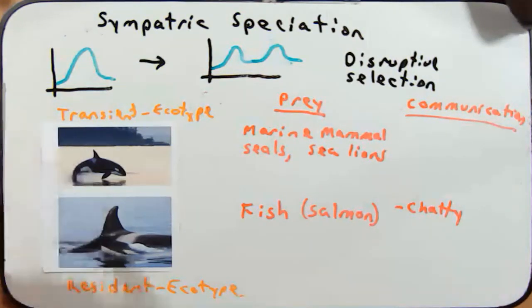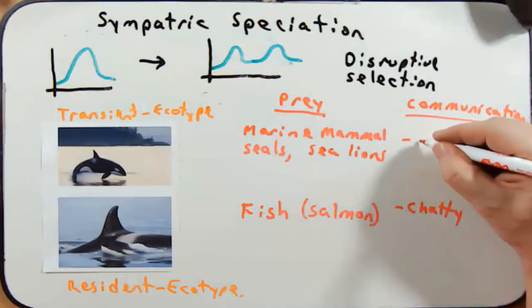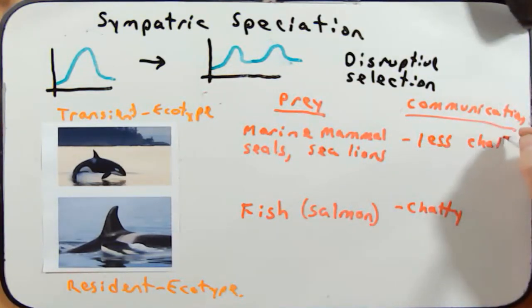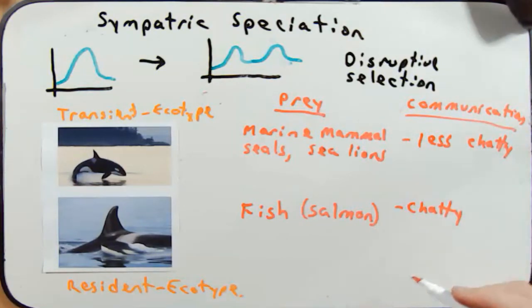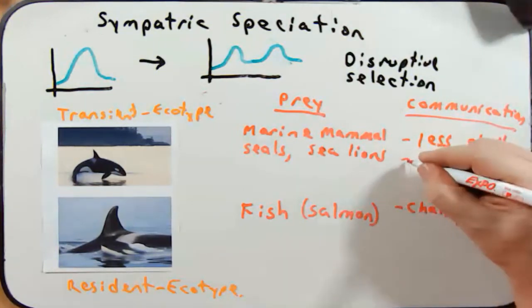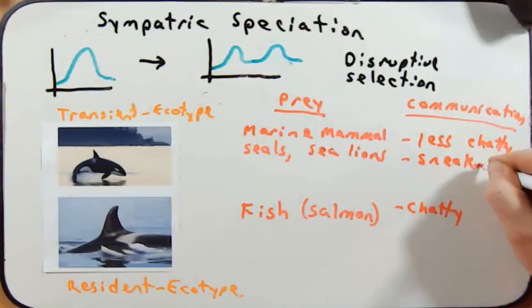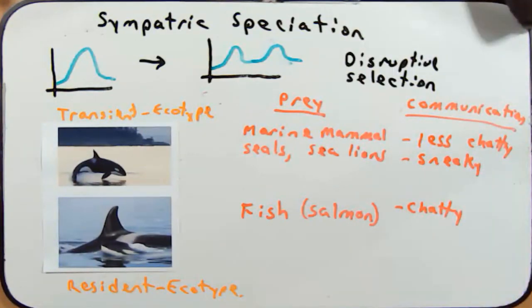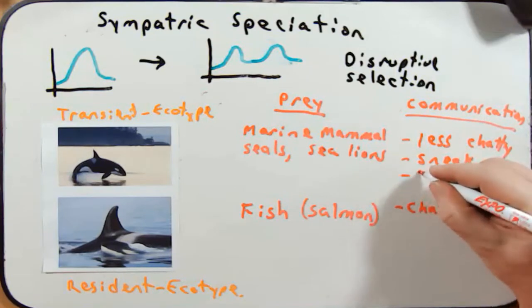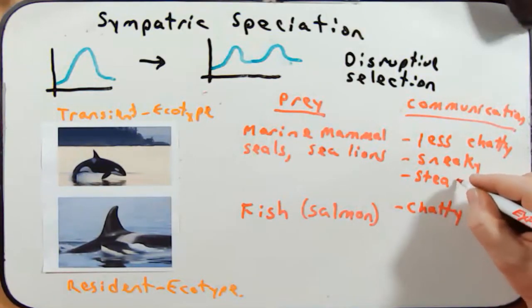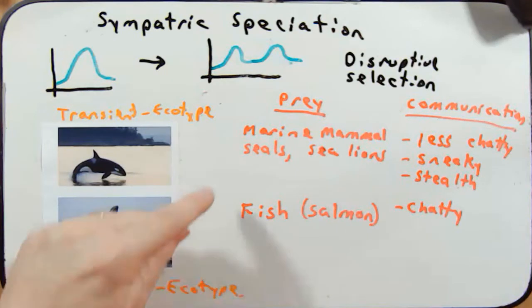However, in the transient ecotype, when they're trying to hunt marine mammals and seals and sea lions, they need to be sneaky, right? They're less chatty. I would make a horrible transient ecotype killer whale, because to be successful, you have to be less chatty, and you have to be sneaky, right? Because they have to sneak up on the marine mammals, the seals or sea lions that they're hunting. And so they have to have stealth qualities. That's probably a better word to use than sneaky, in order for them to survive.